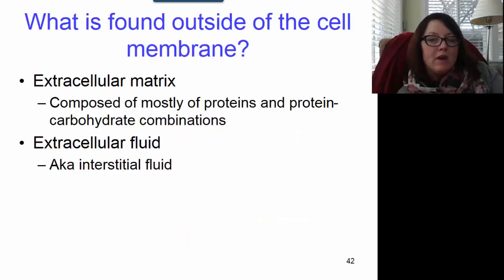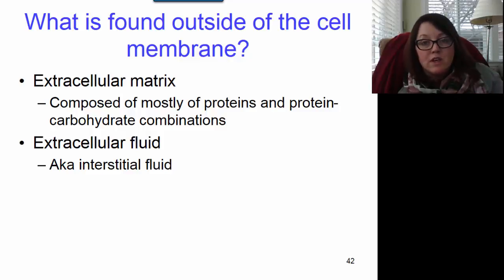So what's found outside of the cell membrane? When we look at cells in the human body, what do we find outside of the cells, right? Well, we tend to find this matrix of stuff. We call it extracellular matrix, or sometimes we get lazy and just call it matrix. Extracellular matrix tends to be composed mostly of proteins and some protein-carbohydrate combinations. There's also a major fluid component outside of our cells.